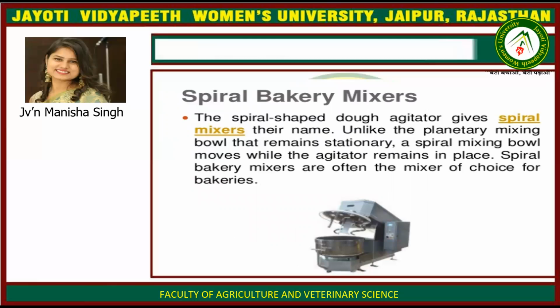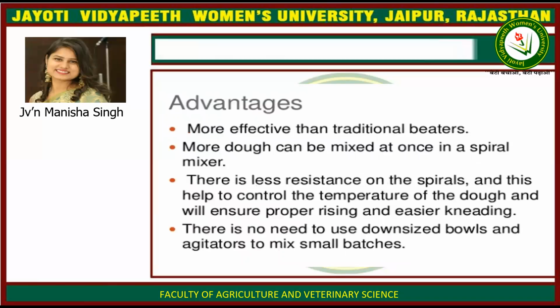Then spiral bakery mixers. The spiral shaped dough agitator gives spiral mixers their name. Unlike the planetary mixing bowl that remains stationary, a spiral mixing bowl moves while the agitator remains in place. Spiral bakery mixers are often the mixer of choice for bakeries.